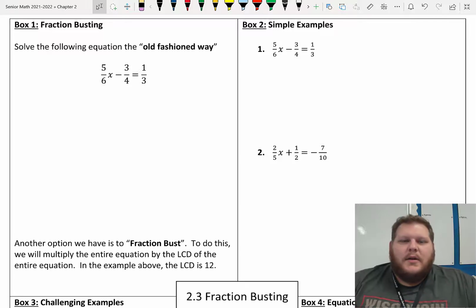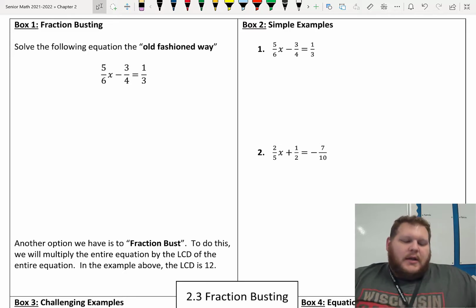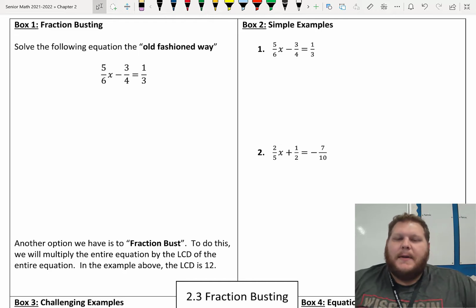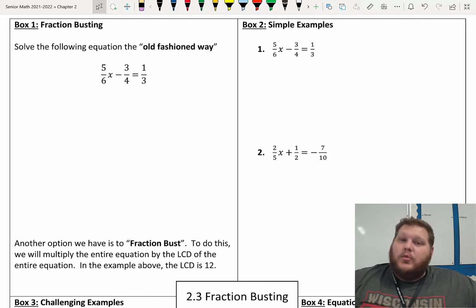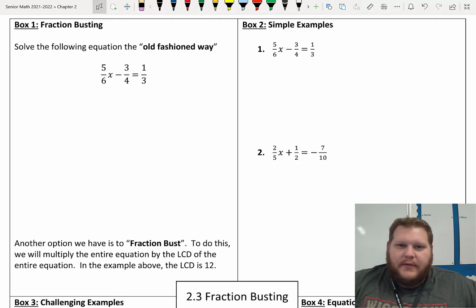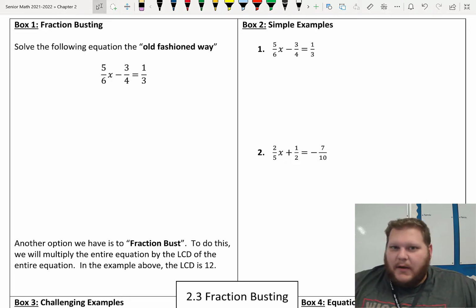Hey guys, today we are looking at our notes for 2.3, which is all about something that I like to call fraction busting. When we're dealing with an equation that involves fractions, depending on how many there are and where they're located, it can really complicate things. Now, if we wanted to, we could still solve our equations the old-fashioned way, like we did in the first two sections of this chapter, where we're doing our inverse operations to isolate our variable and then get rid of whatever coefficient is attached to that same variable.